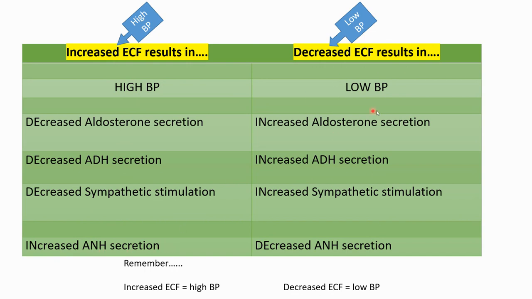Now, the opposite over here, if you have low extracellular fluid volume, that means you have a low BP. How is your body going to respond? It's going to create all these situations that are going to increase blood pressure. It's going to increase aldosterone, it's going to increase antidiuretic hormone secretion, and it's going to increase sympathetic stimulation to get that blood pressure back up. What you're not going to see is atrial natriuretic hormone or atrial natriuretic peptide. That does not get secreted when blood pressure is low. It only gets secreted when blood pressure is high.